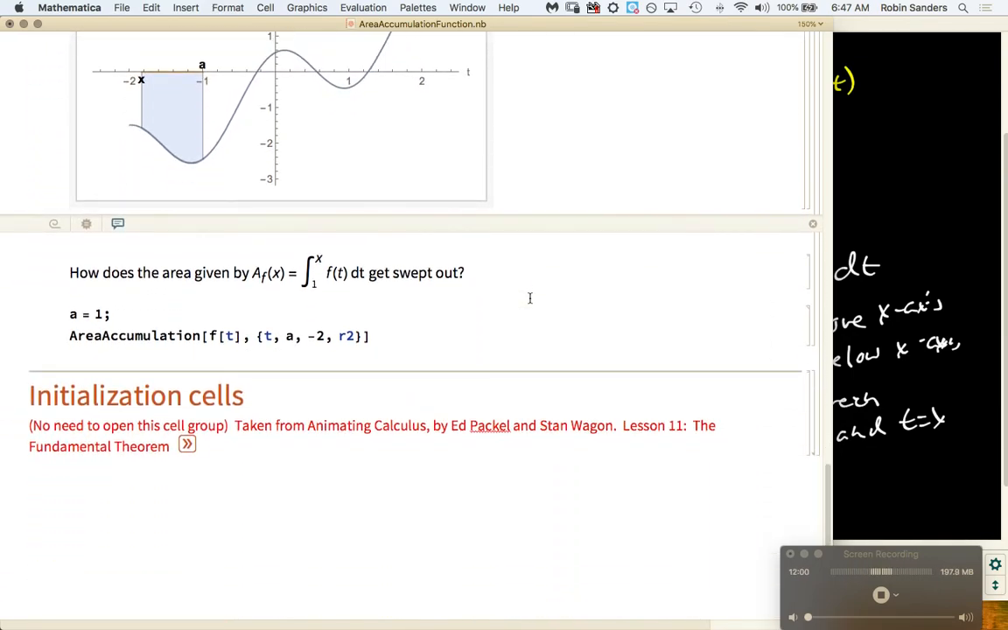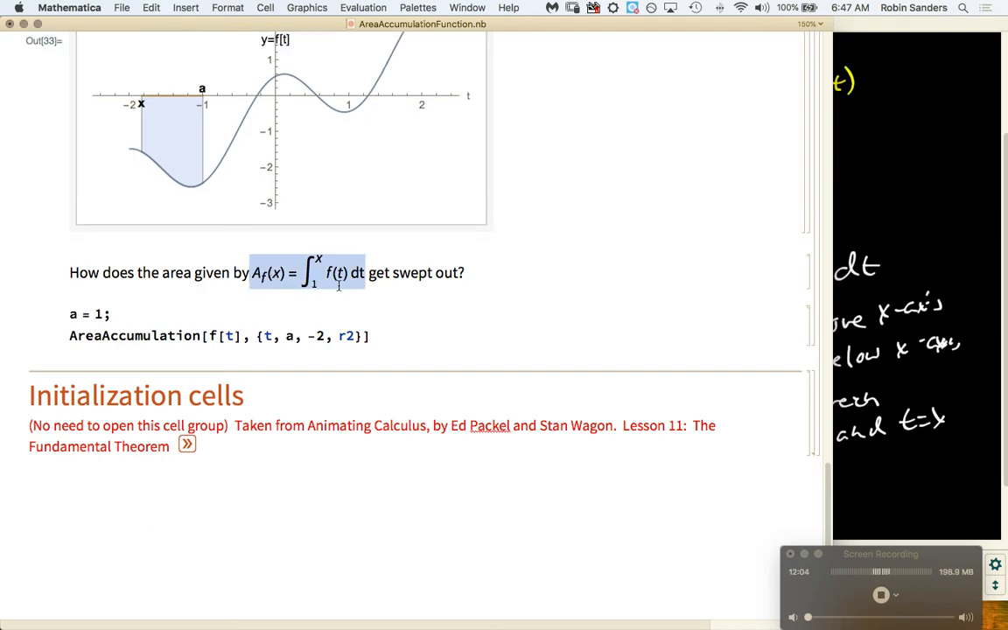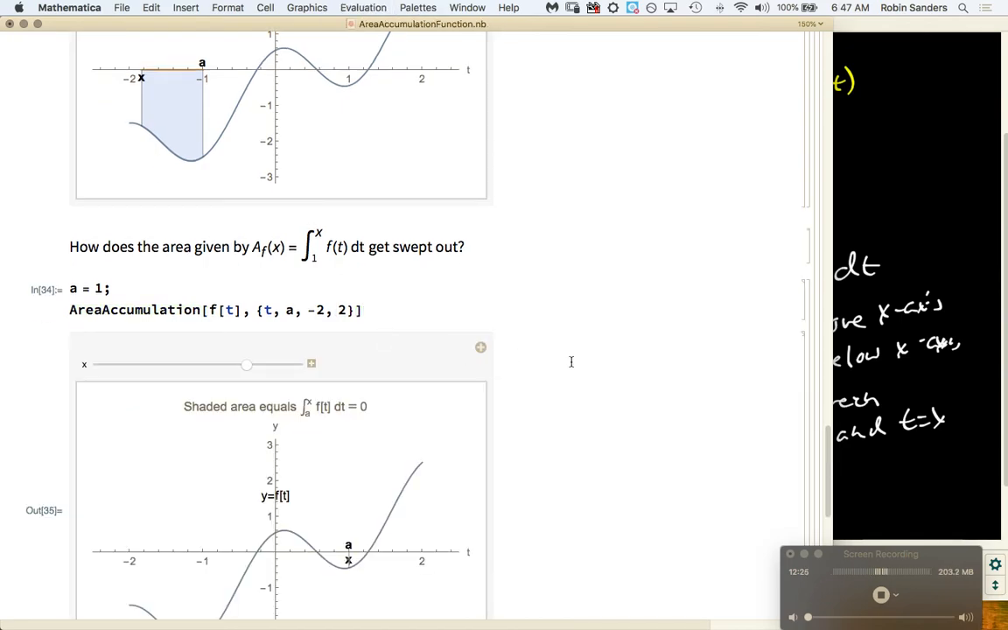Finally, as one more example, we can look at this area accumulation function. All I've done here is I have changed the bottom endpoint from 0 or -1 to a +1. This particular input cell, let me correct that typo, will let me draw out that particular area.